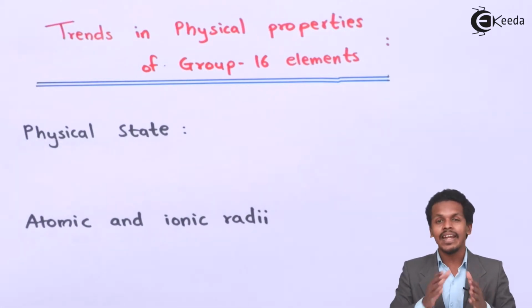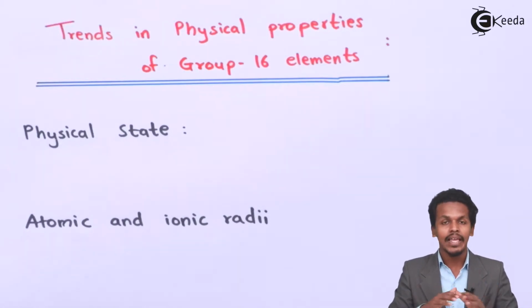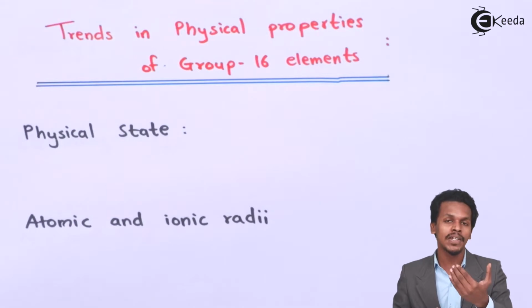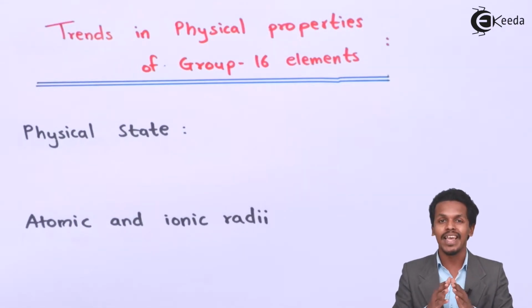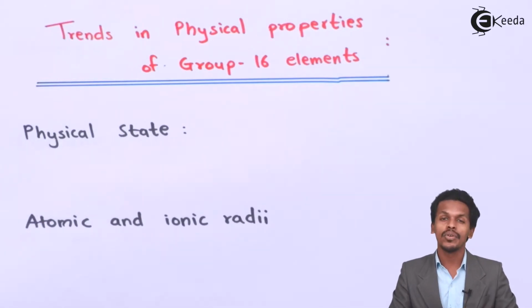So as the atomic number goes on increasing, obviously the number of shells also increases, and because of this the atomic size, or atomic radii, also increases. So ultimately we have got to know that if we move down from oxygen to polonium, the atomic size increases. That was the point related to the atomic and ionic size. And now let us move on to the next point.